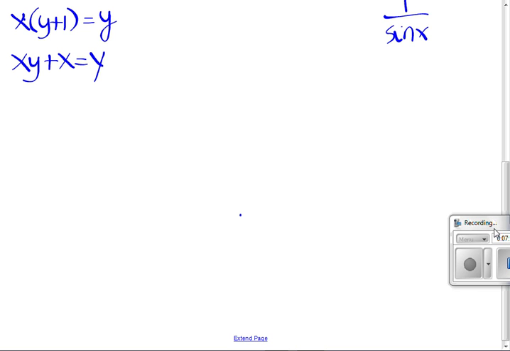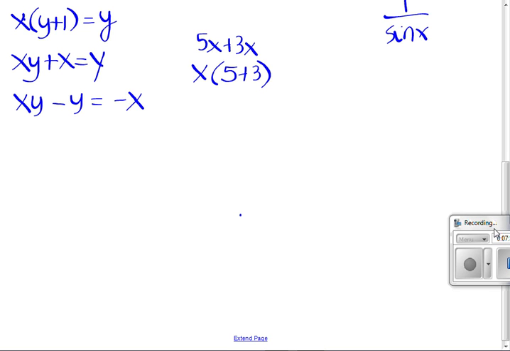Because why is it we can add 5x and 3x? I know we told you that it's 8x. You just add the coefficients. But why can you do that? Because if you factor out the x, you're left with 5 plus 3. I know how to do that. So if I get the y's on the same side, not dividing, what's the opposite of adding x? Minus x. And then I can do this. Factor out the y.